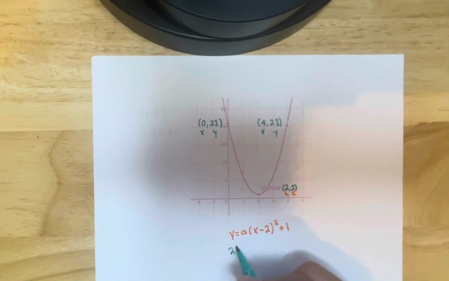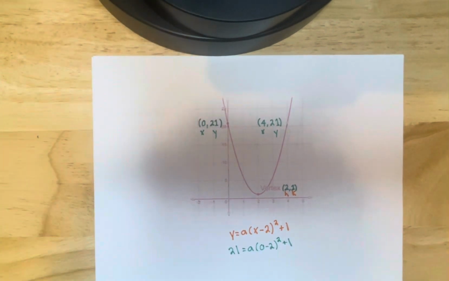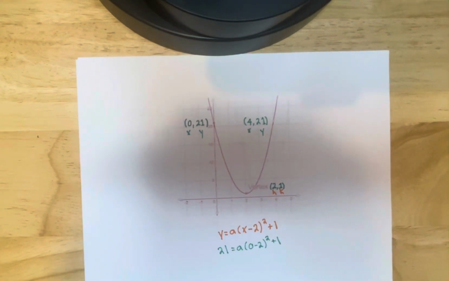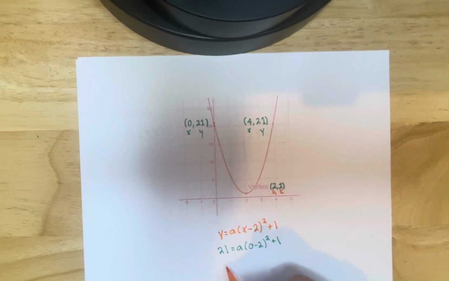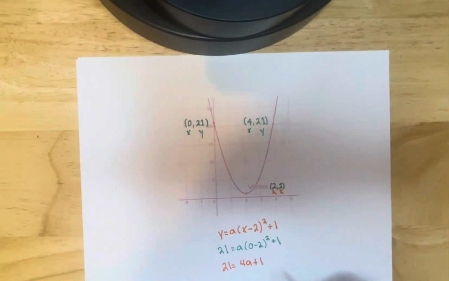So what it's going to look like is 21 is equal to a, 0 minus 2, squared, plus 1. My next step is to work this out, so I need to make sure that I distribute correctly. It's going to be 0 minus 2 squared, so 21 equals a times 4, but I want to write the 4 in front of the a, so it's going to be 4a plus 1.